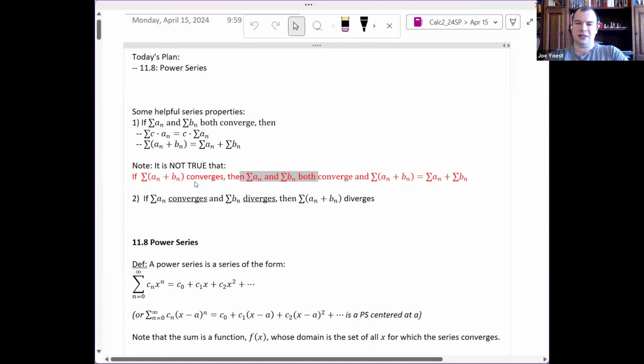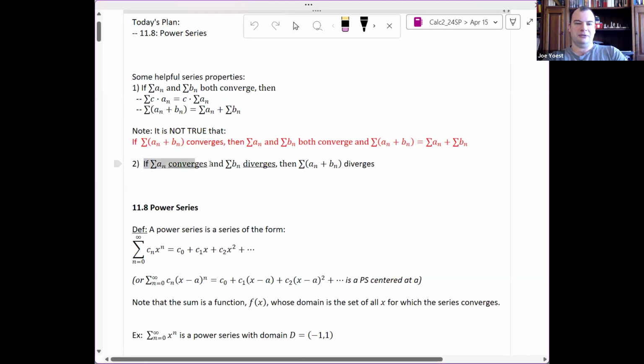We could imagine something like a_n is +1 for all n and b_n is -1 for all n. Well, of course, the sum of a whole bunch of zeros is just zero, but the sum of +1 or the sum of -1 both diverge. So we could have two divergent series that when we glue them together term by term become convergent. But if we have two series that are convergent individually, when we glue them together term by term, they'll still be convergent.